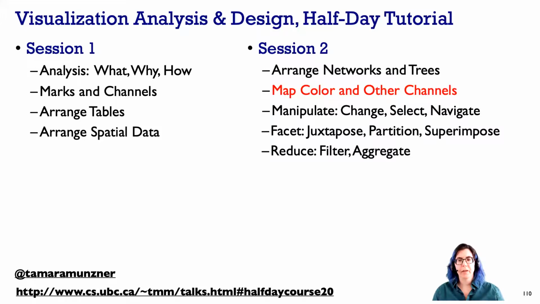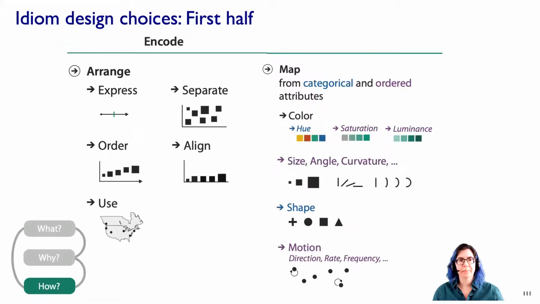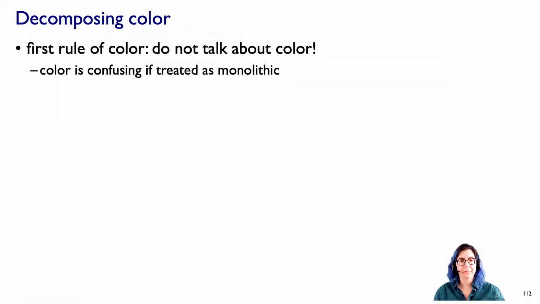So now let's move on and talk about color. We just spent a lot of time talking about arranging data in space for tables and networks and spatial data. Now let's talk about color. There are other visual channels as well that we won't have time to cover in this tutorial. So the first rule of color is don't talk about color.